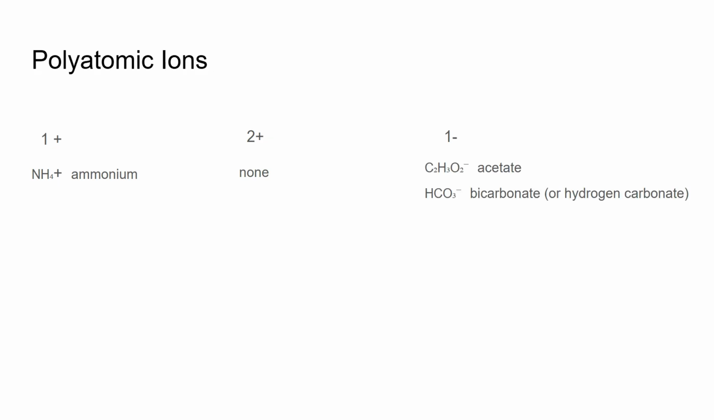So for the first column, we have ammonium, which is NH4+. For the second column, we actually have nothing. And then for the negative column, we have acetate, bichromate, which also can be called hydrogen carbonate, chlorate, chlorite, cyanide, hydroxide, nitrate, and nitrite. It's very important not to get those two confused because it's the -ate and the -ite at the end that's the difference.